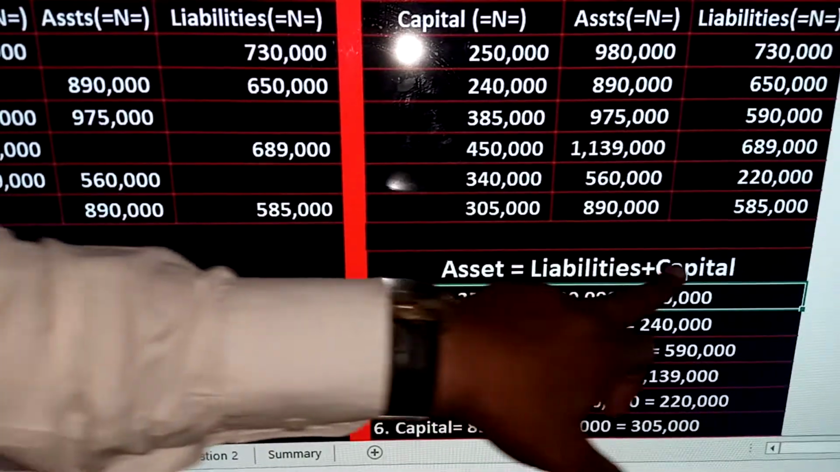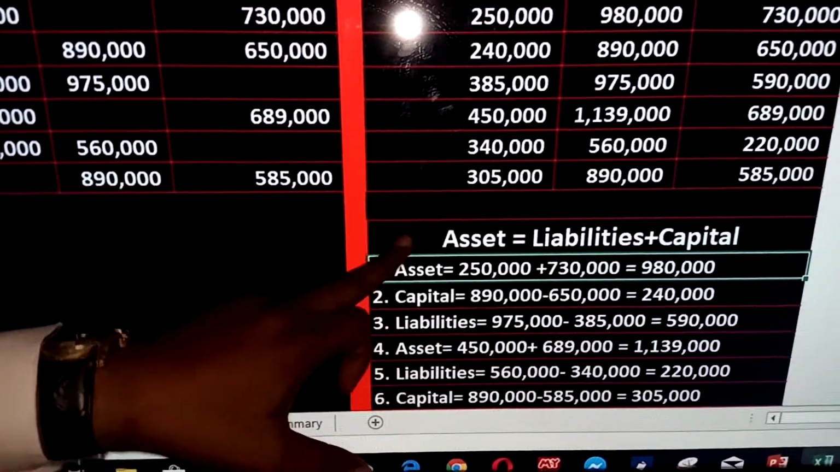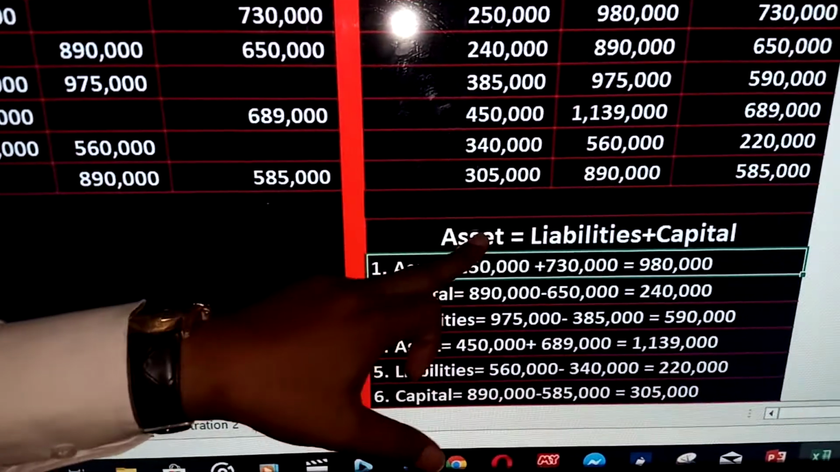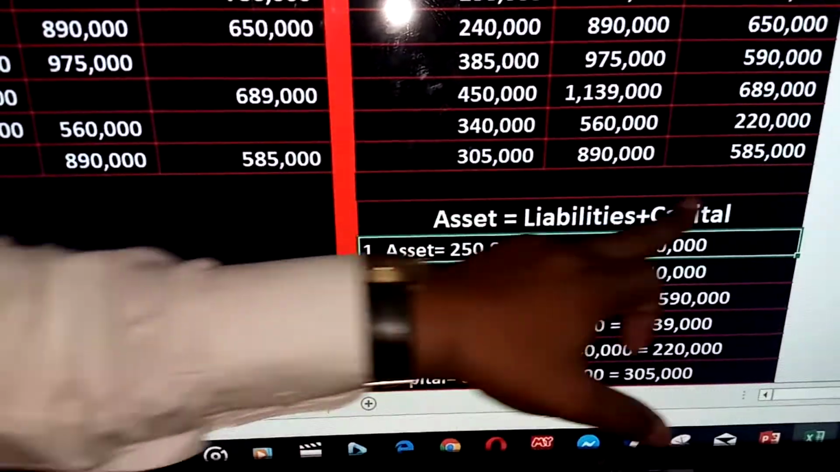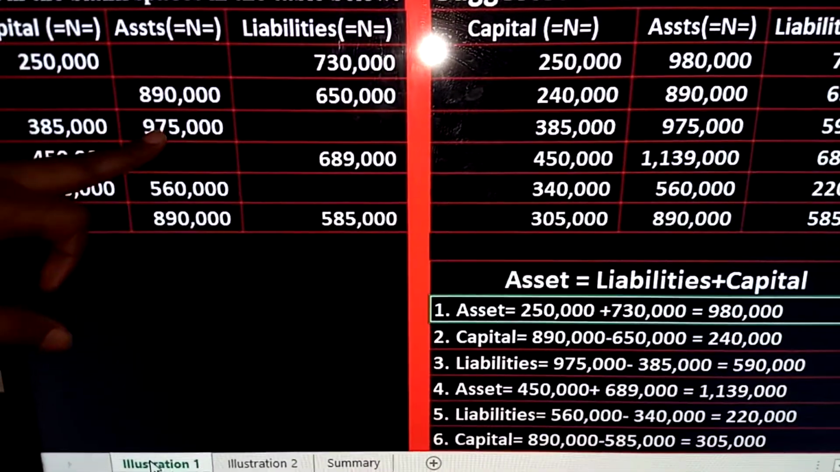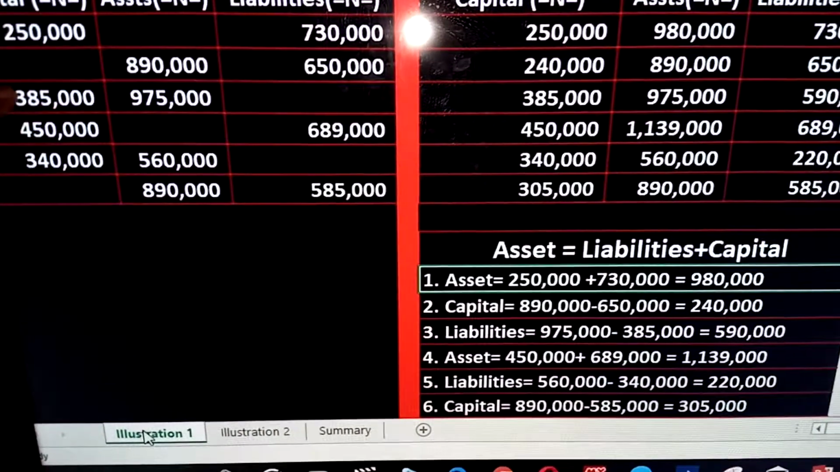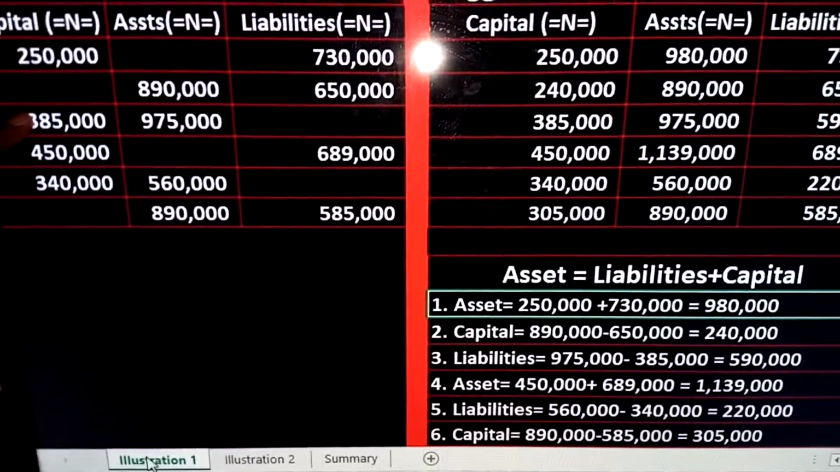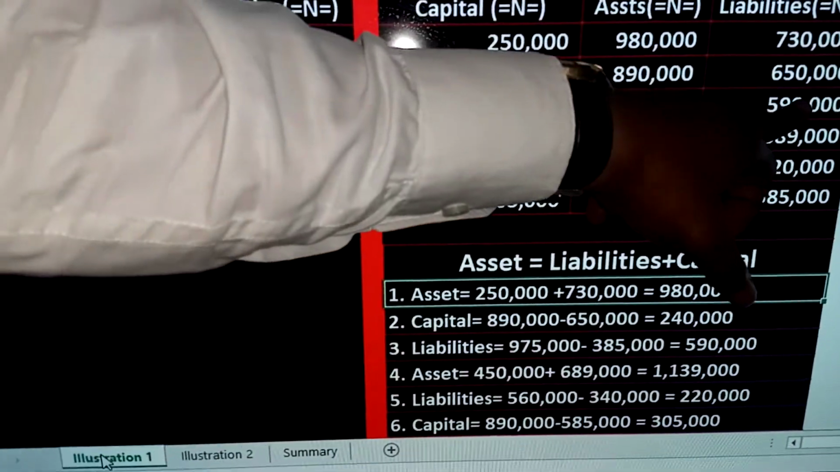So make liabilities subject of the what? Formula. So capital leaves this place, crosses the equation sign and comes here. If positive crosses the equation sign, it turns to negative. So that means our liability to be what? Asset minus capital. So what is our asset? 975,000. What's our capital? 385,000. So 975 minus 385 gives us 590. That's what you have here.